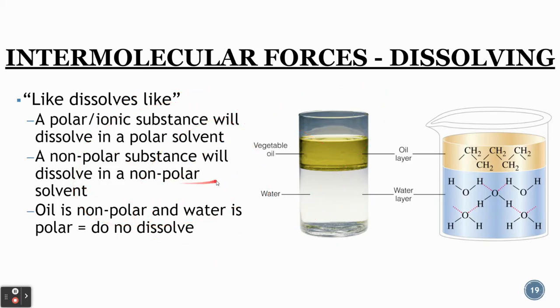So now we're going to take a look in this video at how intermolecular forces affect dissolving. Here you have a glass with some water and oil in it, and if you try to mix them together, they won't mix. They'll eventually separate into layers. Water will stay at the bottom, vegetable oil will stay on top, and that's because water is more dense than oil. Being less dense allows you to float on top of something more dense. But why is it that they don't mix?